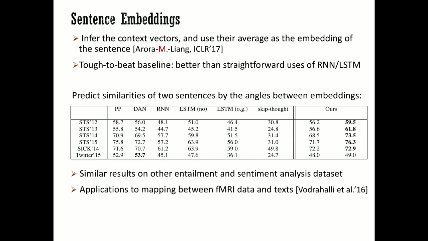And we have tested this on other similar data sets like an entailment data set or a sentiment analysis data set like the SNLI data set from Stanford. And we see similar results. So we are doing better than straightforward uses of RNN and LSTM, but we are not doing better than the most sophisticated methods which use syntactic information and ordering information.